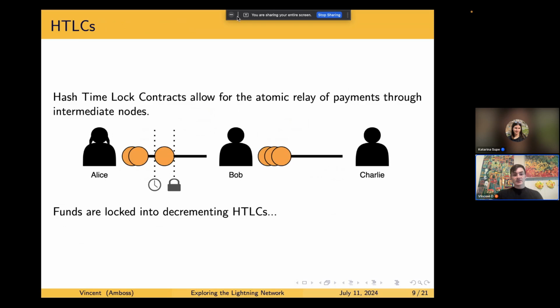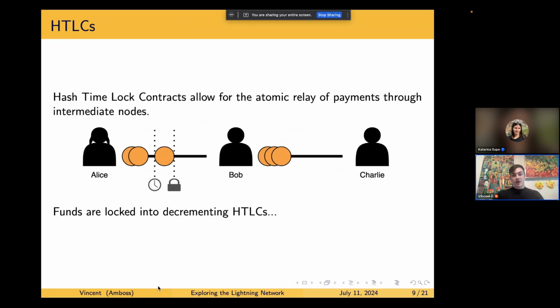The way they work is Alice would deposit funds into a hash time lock contract, and you can see that here, where on one side there's a timer, and on the other side there's a lock. The timer signifies expiration. So after a certain amount of time, this lock will expire and the funds would return to Alice. Whereas on the right side, there's a hash lock. If Bob is able to provide the preimage to the hash that this Bitcoin is encumbered by, then he can unlock the Bitcoin onto his side.